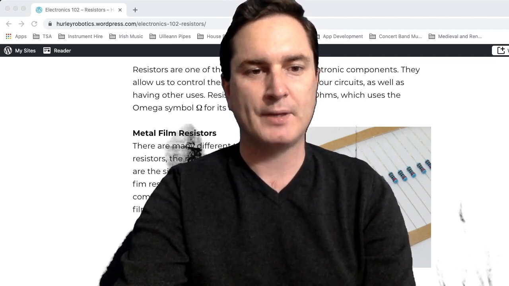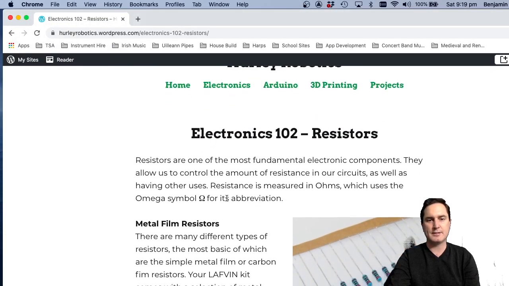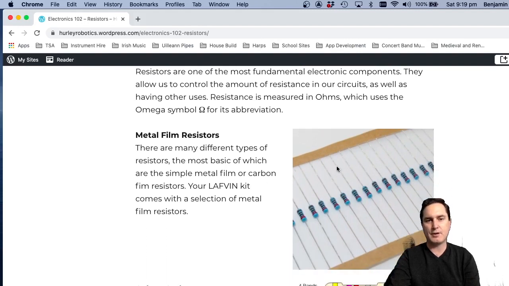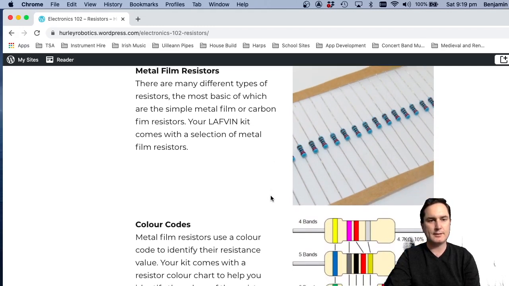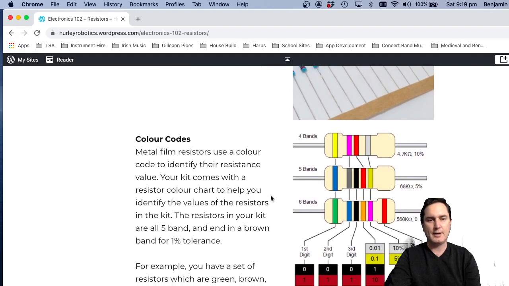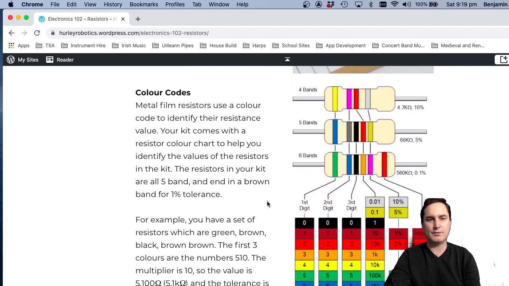So let's have a look at some resistors on the website page. Here's the lesson on Electronics 102 resistors, and here's a little photo of the type of resistors that are in our packs. They're metal film resistors. Resistors come in all sorts of shapes and sizes, but these are a very common one. Right, so the way that the resistance value on the resistors is marked is by a color code. We measure resistance in ohms, so we use this color code to see what resistance value is on the resistor.